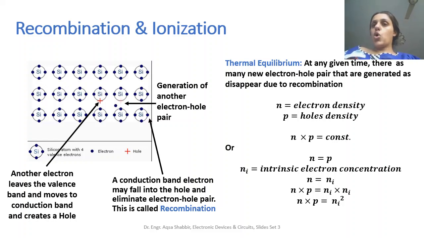Now n with a subscript i denotes intrinsic electron concentration. Over here n, which is electron density, is equal to n_i, which is intrinsic electron density. Now we use this relation in this equation, that n multiplied with p is a constant. n multiplied by p is equal to n_i multiplied with n_i, and the product n multiplied by p, which is electron density multiplied with hole density, is equal to the density of electrons in an intrinsic semiconductor squared.